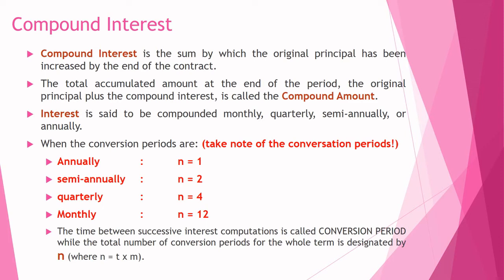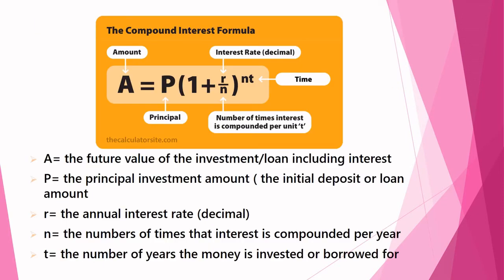So the time between successive interest computations is called your conversion period, while the total number of conversion periods for the whole term is designated by your letter n, where n is the time times the month. So this is the formula in solving the compound interest: the amount equals the principal times the quantity 1 plus the rate over the number of times interest is compounded per unit, n, raised to the power of nt.